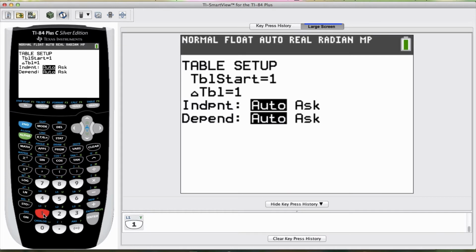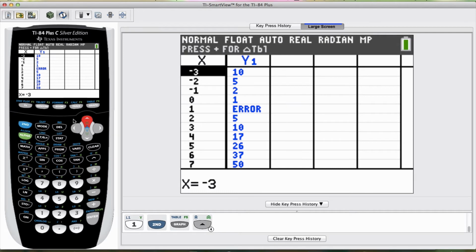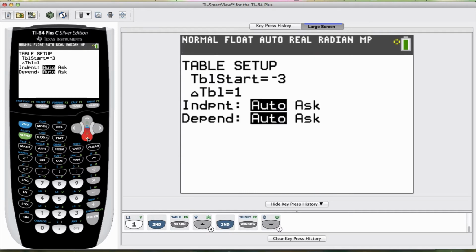For example, your delta table might say 1 to start with. So if I went ahead and looked at my table here, looking from both sides, it does not appear to be approaching anything. Okay, it looks like 10, 5, 2, 1, error, 5, 10, 17. That tells me nothing. So if you guys ever get something like that, I would go back to the table setup and make it something a little bit smaller.